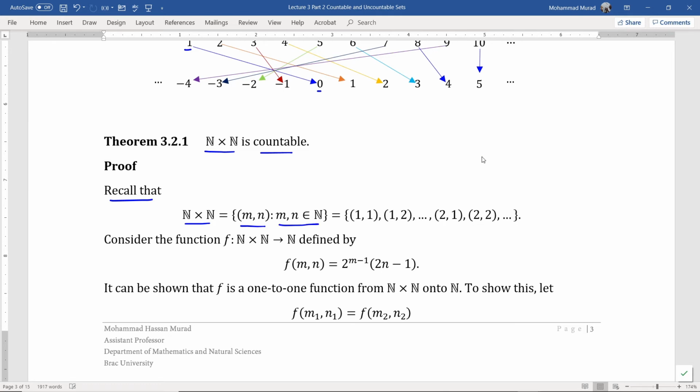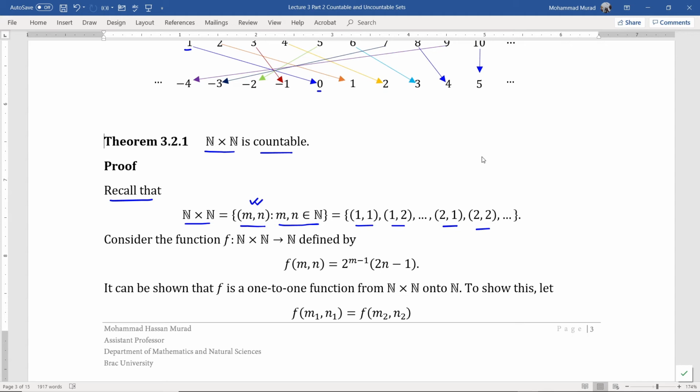For example, this set N cross N contains pairs like (1,1), (1,2), (1,3), and so on. So (2,1), (2,2), (2,3), and so on, (3,1), (10,10), (10,11), and so on. Every possible pair of this form, where the first number in the slot is a natural number and the second element in the slot is also a natural number.